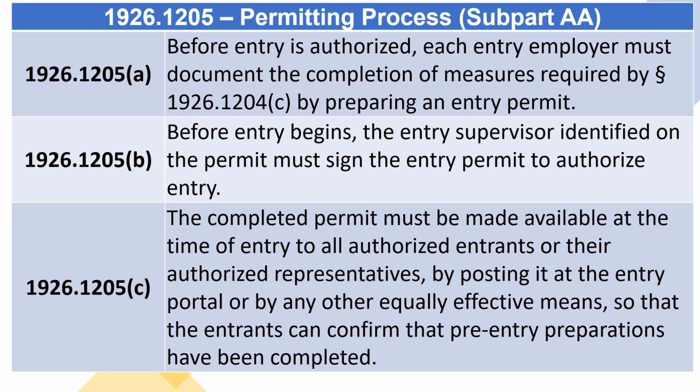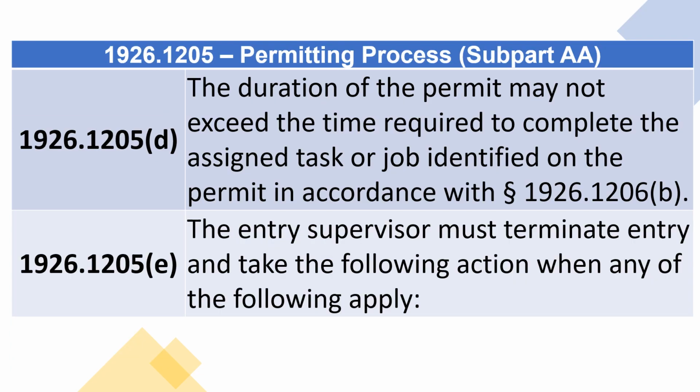1926.1205(c). The completed permit must be made available at the time of entry to all authorized entrants or their authorized representatives, by posting it at the entry portal or by any other equally effective means, so that the entrants can confirm that pre-entry preparations have been completed. 1926.1205(d). The duration of the permit may not exceed the time required to complete the assigned task or job identified on the permit in accordance with section 1926.1206(b).